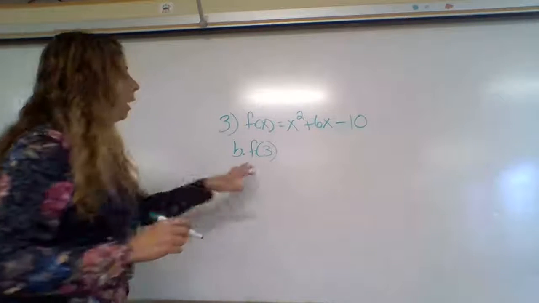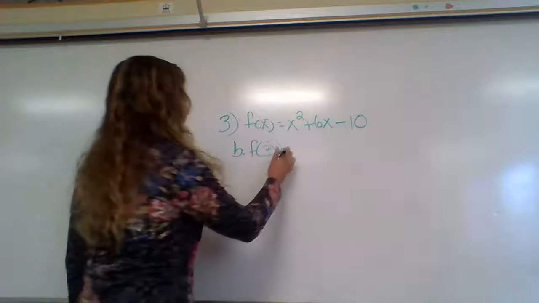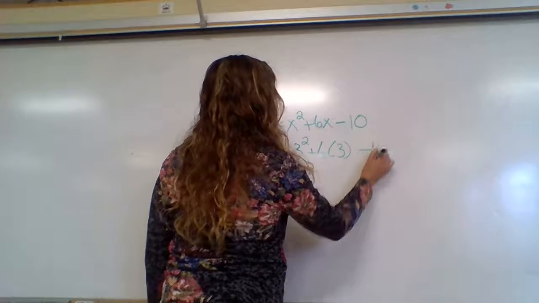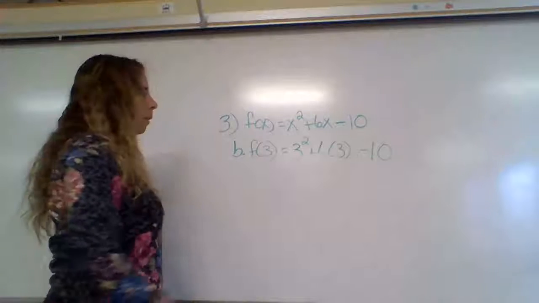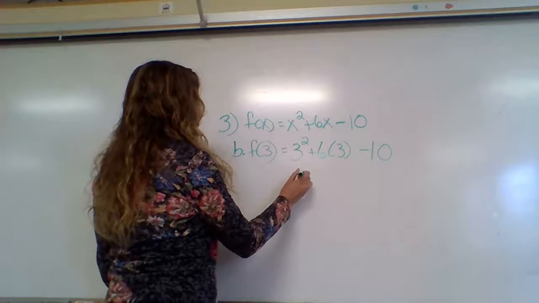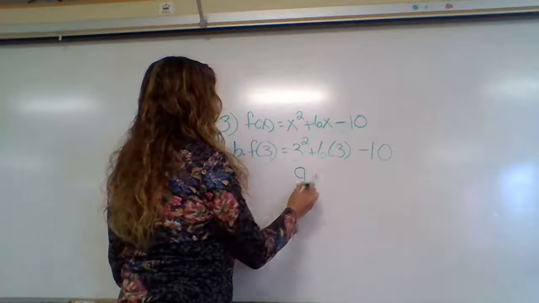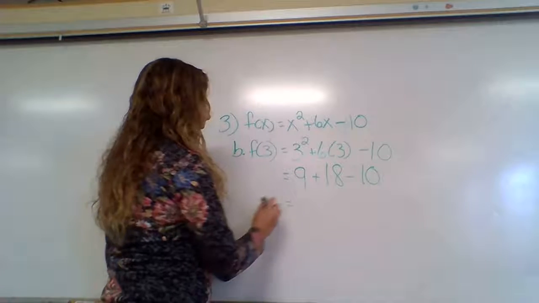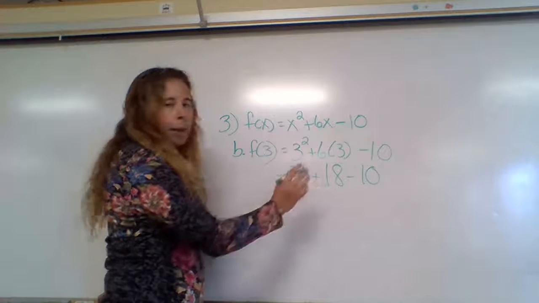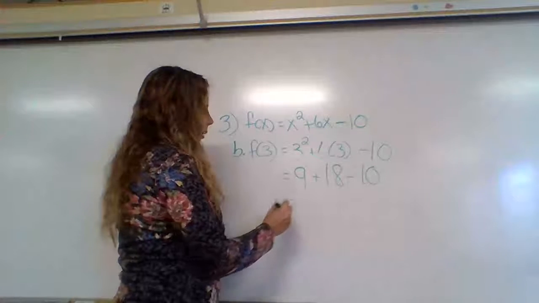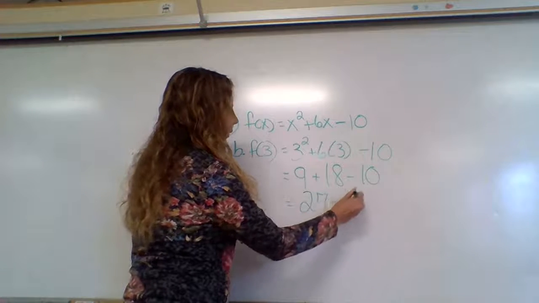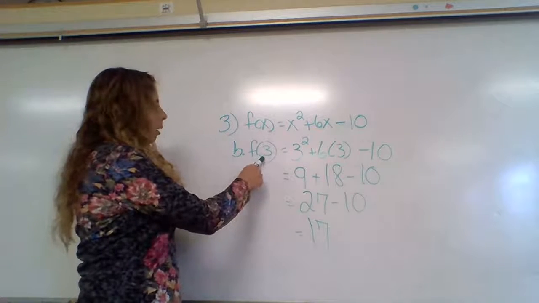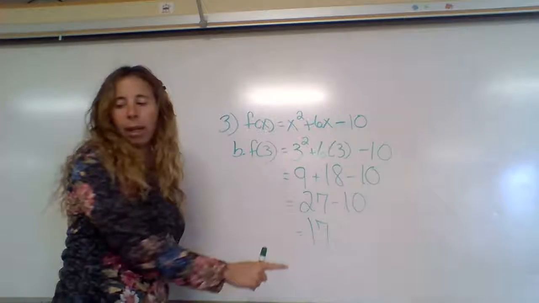B is f of 3. So this time you're going to substitute 3 in for x. So 3 squared plus 6 times 3 minus 10. Okay. 3 squared is 3 times 3, which is 9, plus 6 times 3, which is 18, minus 10. And then just combine all these together, right? So 9 plus 18 is 27, minus 10, 17. So when x is 3, f of x is 17. So that's your answer for B.